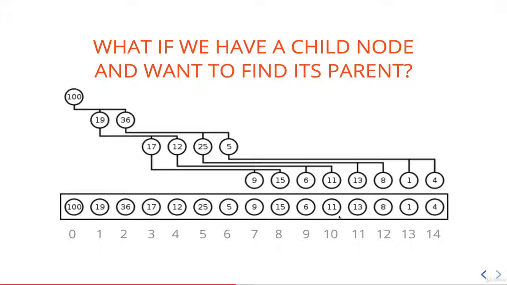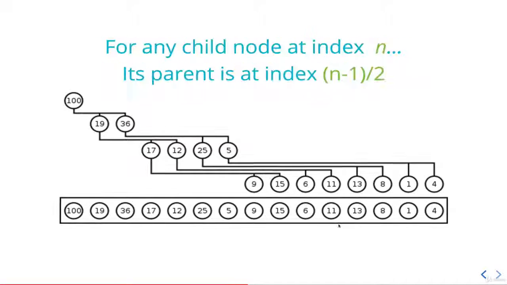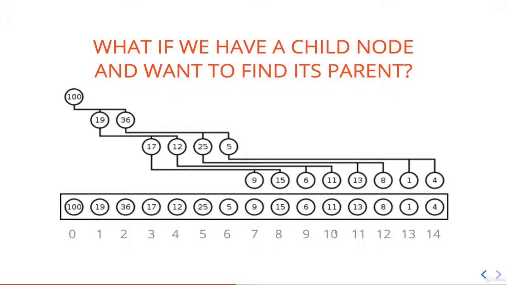Let's try one more. How about index of 10? So at 10, we have this value 11. To find its parent, we subtract 1, which gives us 9. Then we divide by 2. Remember, it's n minus 1 divided by 2 floored. So we take 10 minus 1, that's 9, divide by 2, 4.5. Well, there's no index 4.5, but if we floor it, we just chop off that decimal, we get 4 right here. So the value of 12. Is that indeed the parent of 11? Yes, it is. There it is.